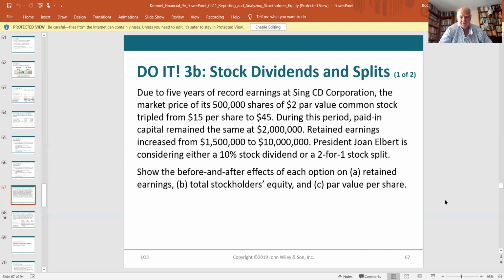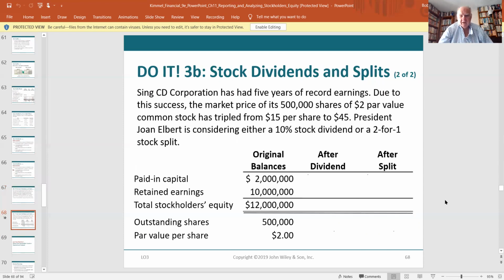President Joan Elbert is considering whether or not she wants to give out a stock dividend 2-for-1. Show the before and after effects. Well, this is more of a homework thing, but let's see what they show us, okay? She's thinking about a stock dividend or a stock split. So here's what we have here. This is our equity section sitting right here. After a stock dividend, the retained earnings is going to go down and the paid in capital should go up if there's a God in heaven, right? Unfortunately, they're not showing it to us, but that's what would happen, Derek.